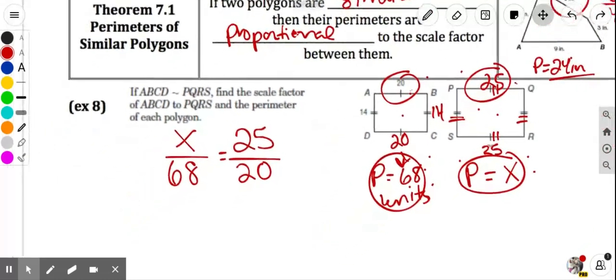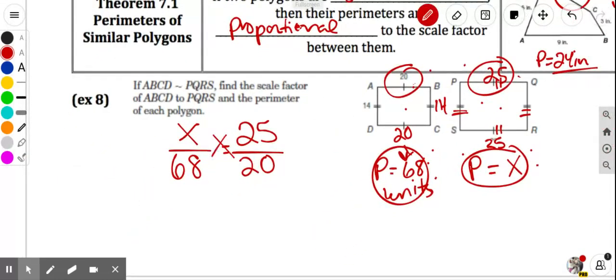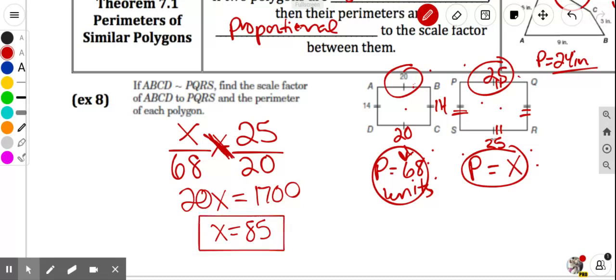So we're going to cross multiply. 20 times X is 20X. 68 times 25 is 1,700. And then 1,700 divided by 20 is 85. So that means the perimeter is 85 units, because this is perimeter. So this is the perimeter of PQRS.